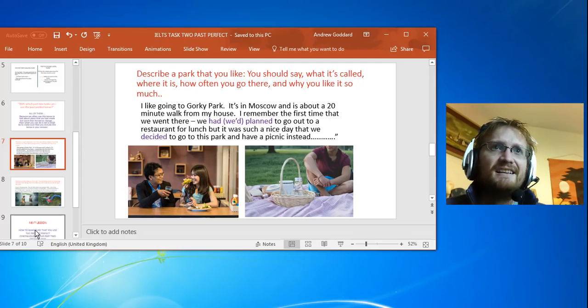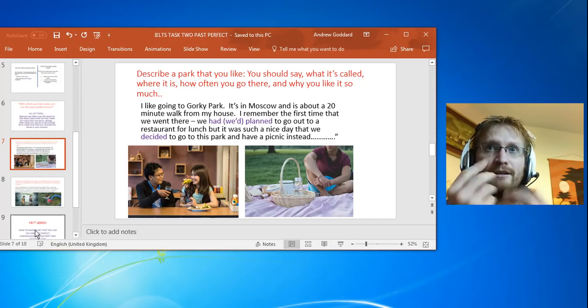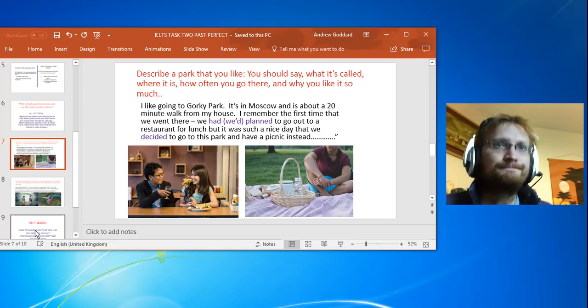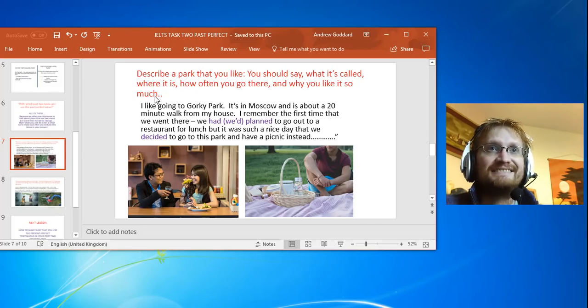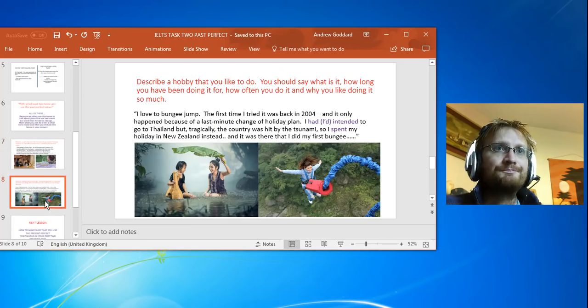Note here that we use we'd in spoken English. So when you are writing the past perfect tense, you say we had planned, but we shorten this to we'd when we are speaking. And this is an example of how you can use the past perfect tense to answer a question asked entirely in the present tense. Let's look at one more example.